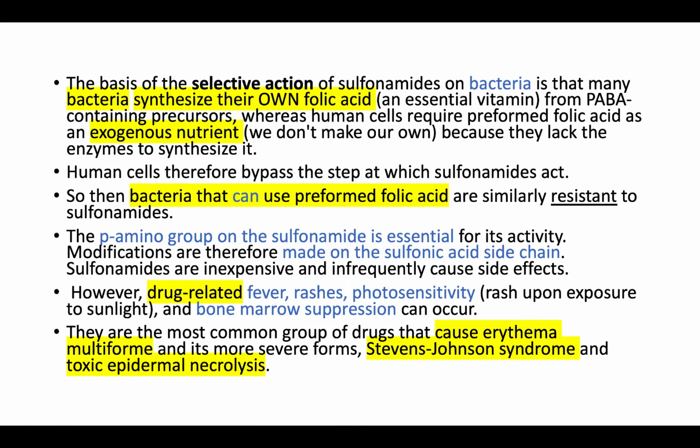So what is the basis of selective action? Is this selective? We will see that it's not that selective, because my cells also use these enzymes or similar enzymes. The basis of selective action on bacteria is that many bacteria synthesize their own folic acid from PABA, and human cells require preformed folic acid as an exogenous nutrient.